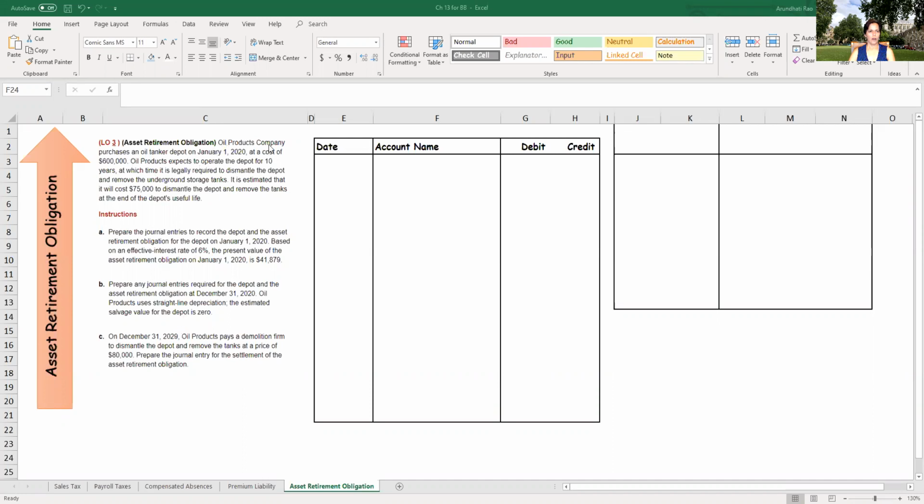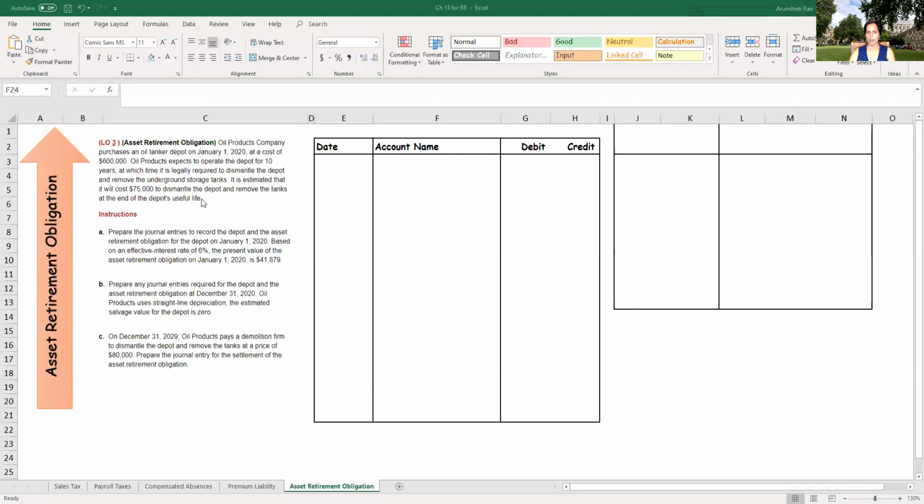So we have Oil Products Company that purchases an oil tanker depot on January 1, 2020 at a cost of $600,000. Oil Products expects to operate the depot for 10 years, at which time it is legally required to dismantle the depot and remove the underground storage tanks. It is estimated that it will cost $75,000 to dismantle the depot and remove the tanks at the end of the depot's useful life.